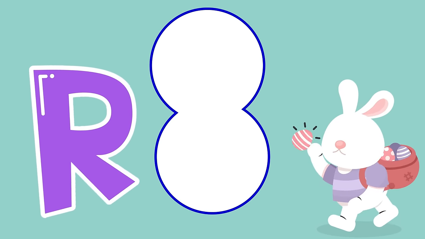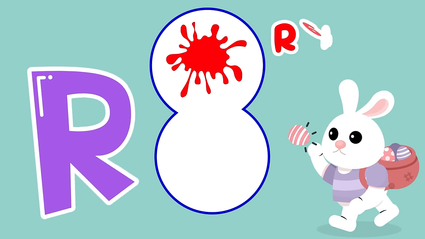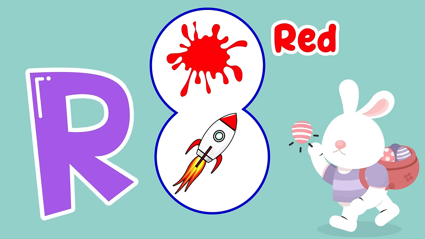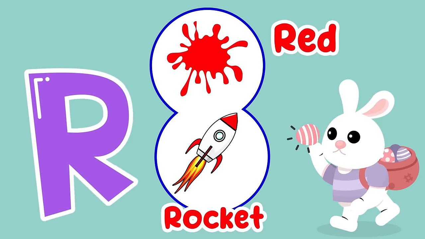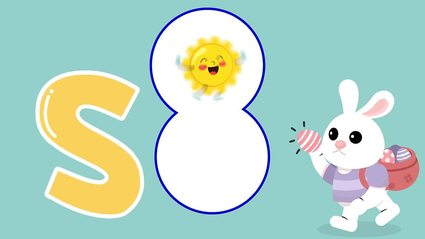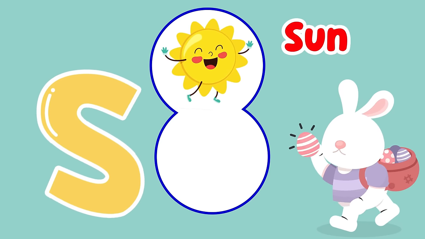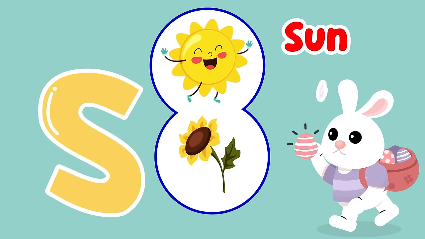R. R for red. Red. R for rocket. Rocket. S. S for sun. Sun. S for sunflower.